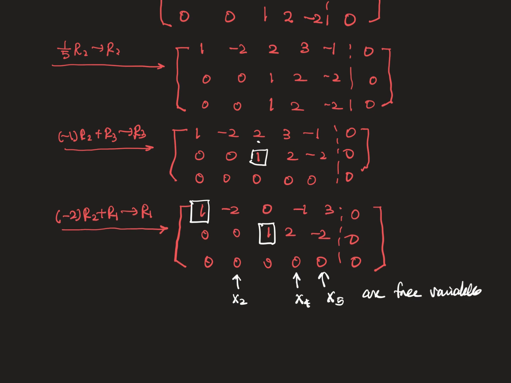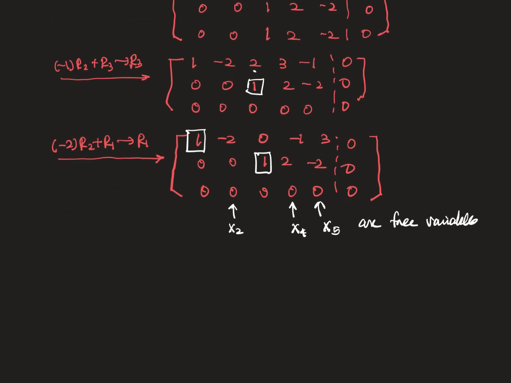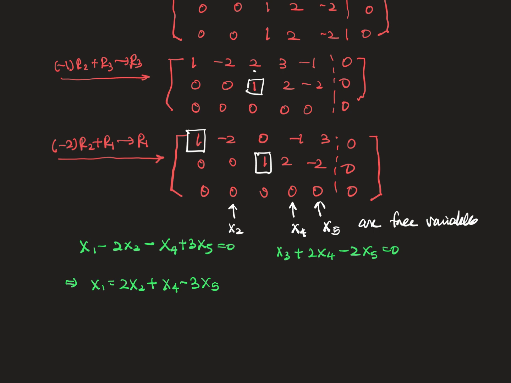So the other is going to be a basic variable. You're going to find row 1, row 2. You can find the other variable right there. The first one: x1 minus 2x2 minus x4 plus 3x5 equals 0. So x1 is 2x2 plus x4 minus 3x5. That's the first one. The second row: x3 plus 2x4 minus 2x5 equals 0. So x3 is negative 2x4 plus 2x5.